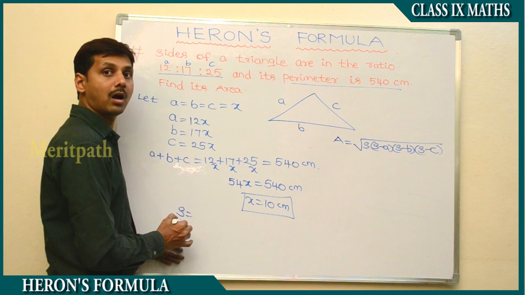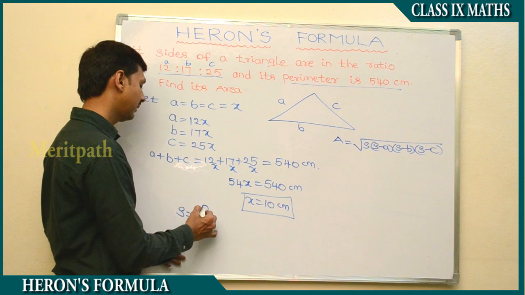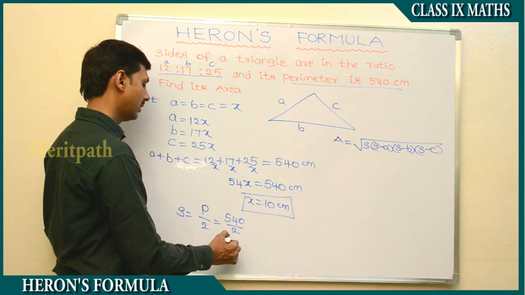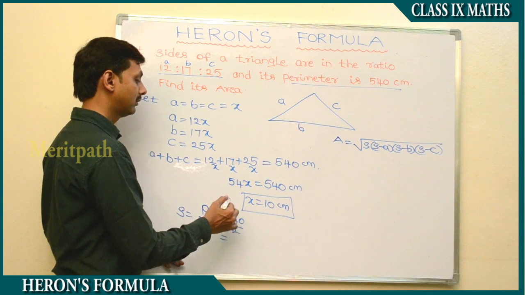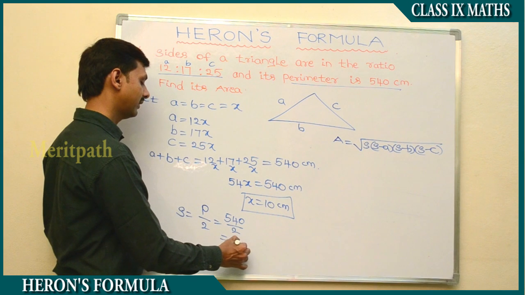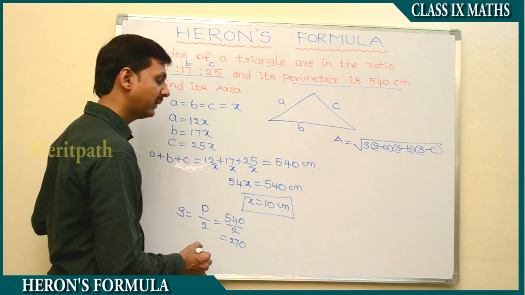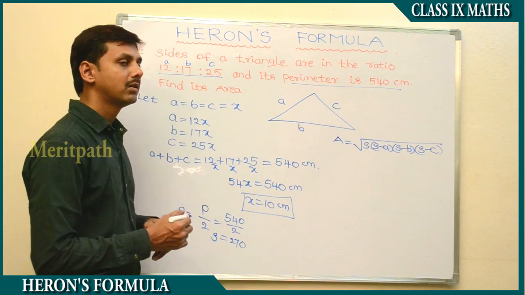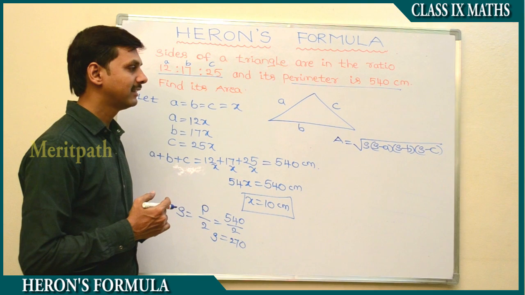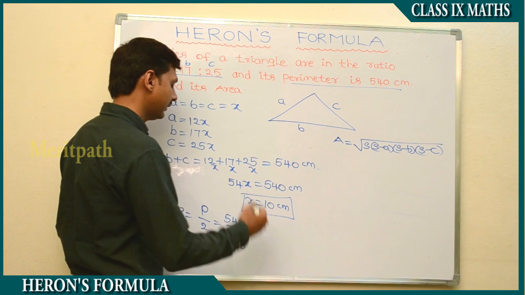S is half of the perimeter. The perimeter we know is 540 centimeters, so 540 by 2 is 270. So the value of s is 270 centimeters.